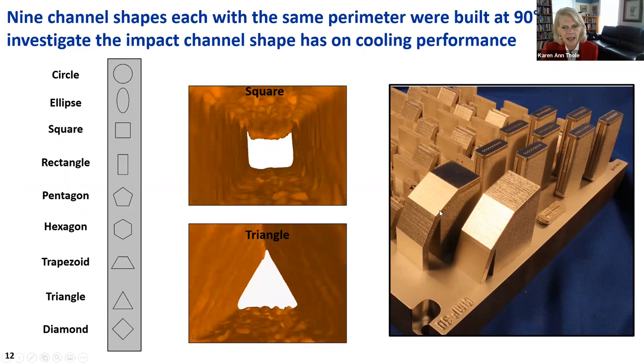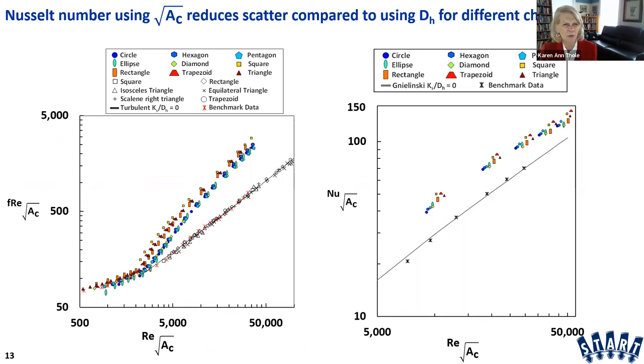And in fact, we found that hydraulic diameter did okay in scaling the data, but actually the cross-sectional area of the particular channel did a little bit better. So on the left, we show the friction factor, and on the right, we show the Nusselt number again. And these are for all the different channel shapes that we tested.